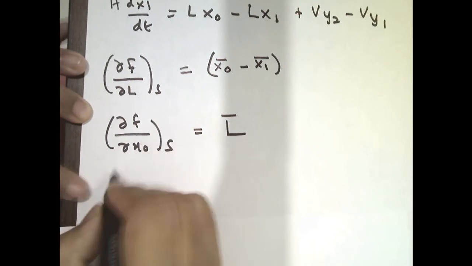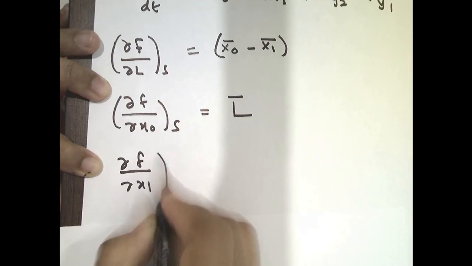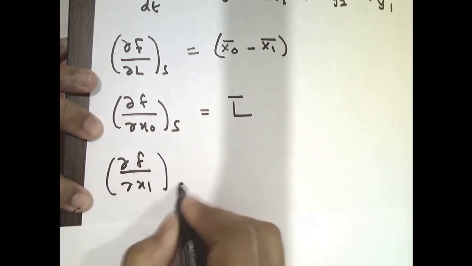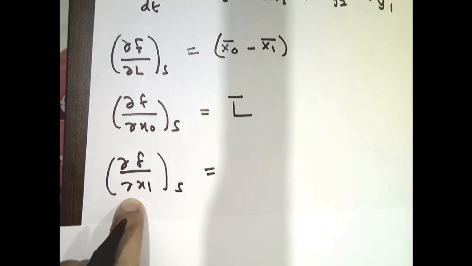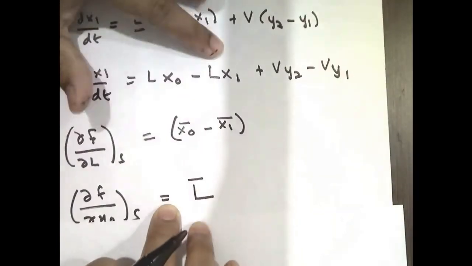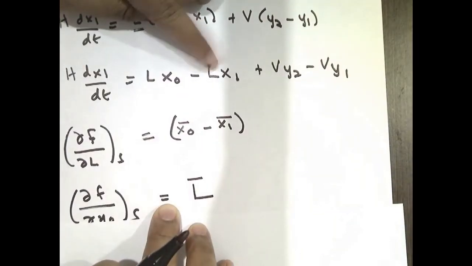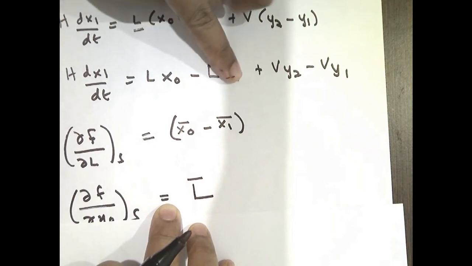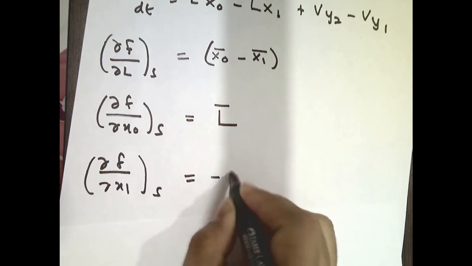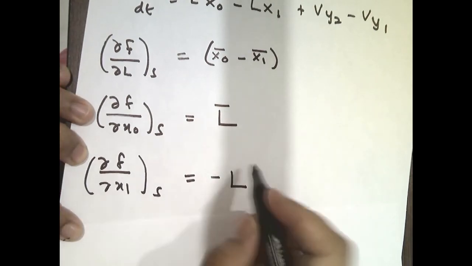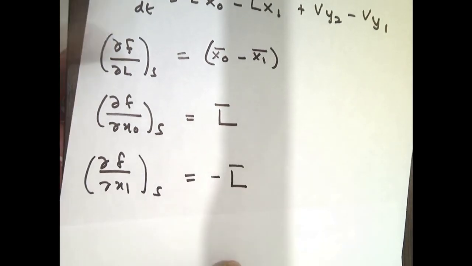Again, I do for you delta f for delta x1, partial differential for x1 in a steady state. Again, this for x1. So for x1 we only have this, right? So do not see the x1, so we have negative L. So basically negative L, because this is a steady state, so put bar on the top side. Okay, do for all.